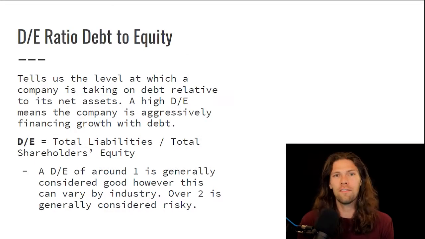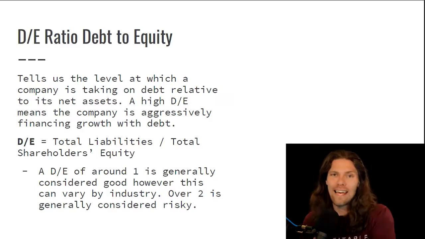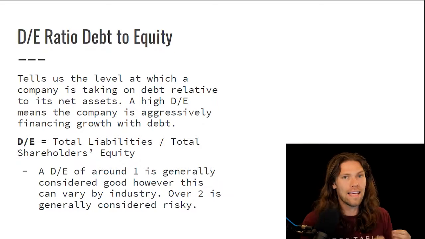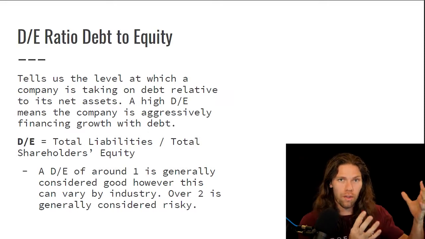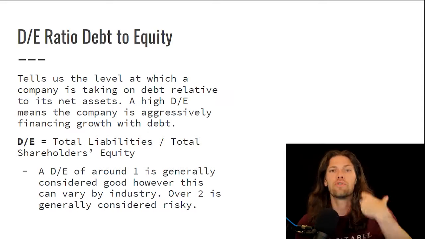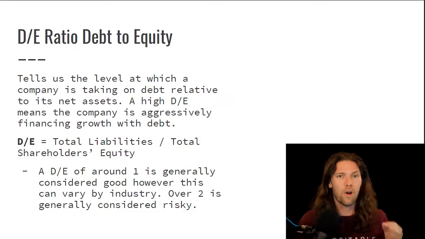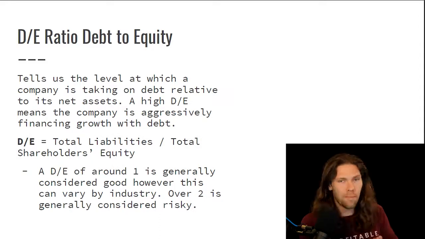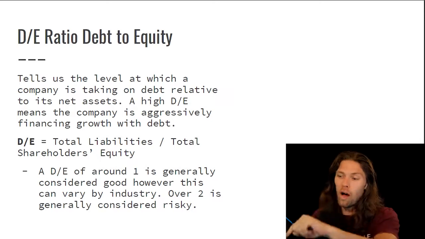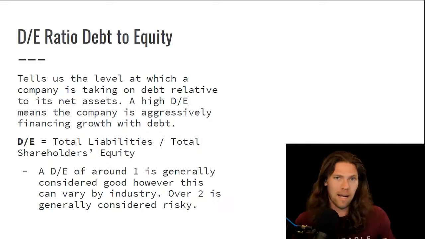This tells us the level at which a company is taking on debt relative to its net assets. So a high debt to equity ratio means the company is aggressively financing its growth with debt. It's taking on debt in order to grow as quickly as possible, which of course increases the risk in that investment. So the D to E is calculated by the total liabilities in the company divided by the total shareholders' equity. Maybe pause this and go on a financial statements and just see if you can find total liabilities in the balance sheet, and then come back to this video.